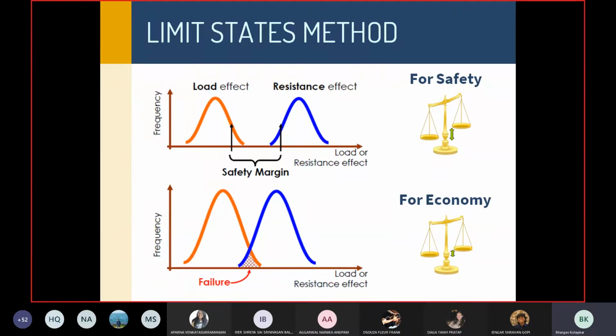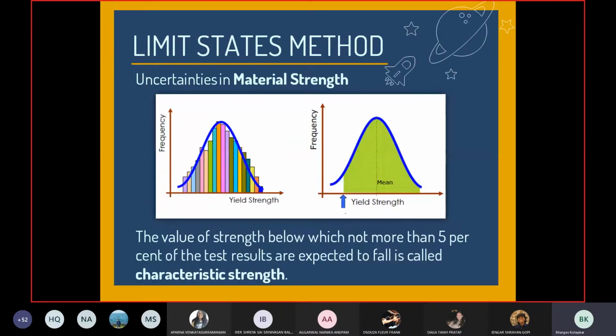For that, we defined what is characteristic strength. So characteristic strength is the 95 percentile strength, meaning that only 5% of the test results are likely to fall below this value. So we are looking at a lower bound of the strength.